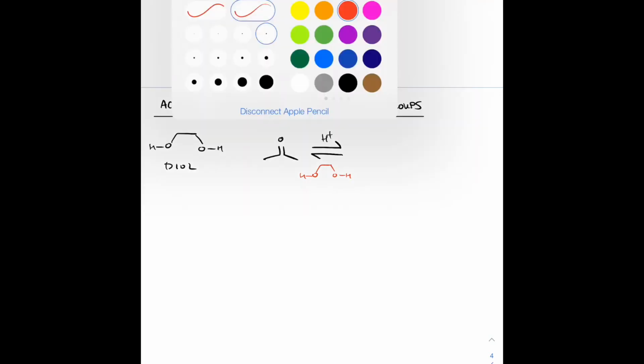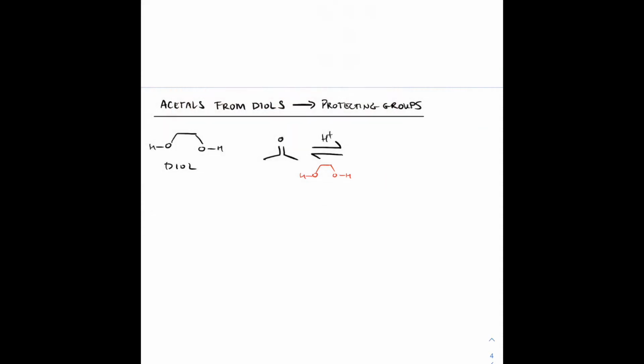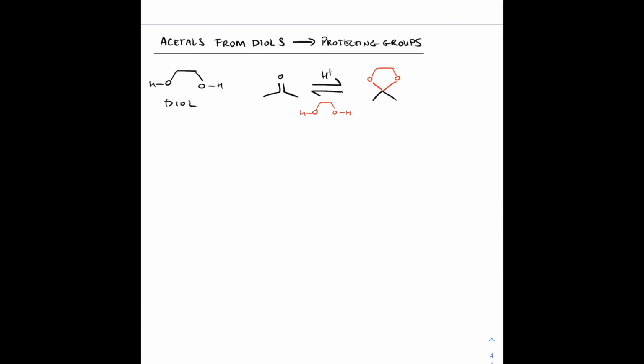So let's use acetone as a basic ketone. Again, we still need our acidic medium, and I'm going to draw the diol in red just to allow you to see what bonds are formed from that diol. So we get this cool looking structure right here where it's a ring structure. It's kind of weird looking, but again, it's exactly what we've seen before for acetals.